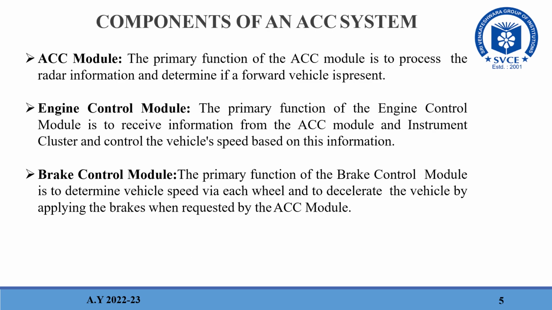Components of an ACC system. ACC module. The primary function of the ACC module is to process the radar information and determine if a forward vehicle is present. Next is the engine control module. The primary function of the engine control module is to receive information from the ACC module and instrument cluster and control the vehicle speed based on the information. And then is the brake control module. The primary function of the brake control module is to determine vehicle speed via each wheel and to decelerate the vehicle by applying the brakes when requested by the ACC module.